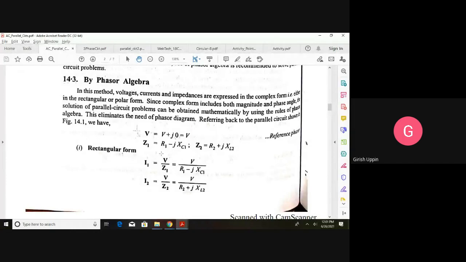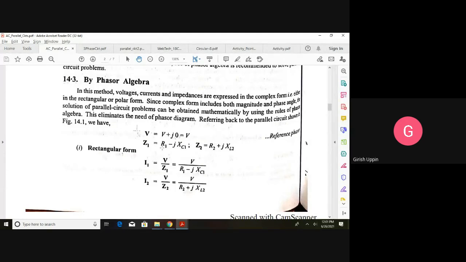Whenever you get a circuit with any AC element load, if it is RL, represent it like this. If it is RC, represent it like this. If it is just capacitance, then minus jXC. If it is just inductance, jXL. And if it is just a resistance, you take the real value, the real number.